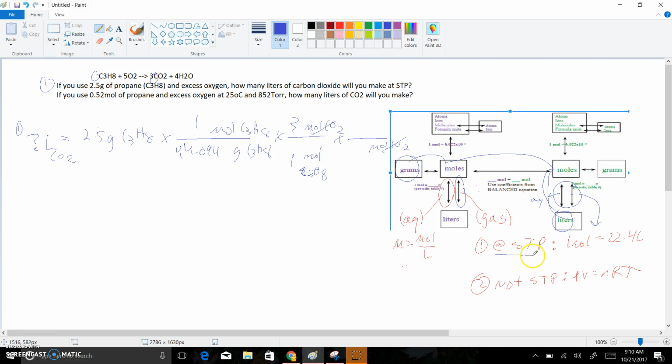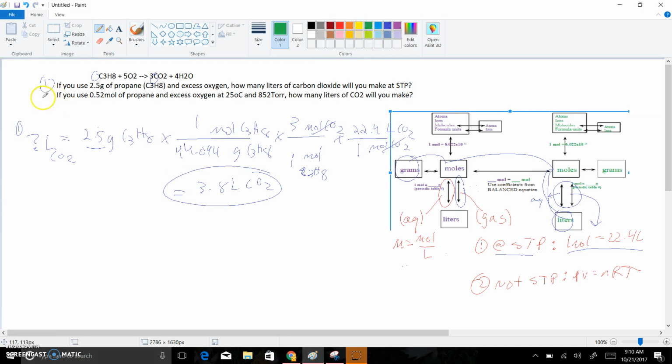Now I am at STP, and it's a gas. CO2 we know to be a gas, so I can use this conversion factor, where 1 mole equals 22.4 liters of CO2. So I just have to push things in my calculator. My calculator says 3.81, so looking at 2 sig figs, I need 3.8 liters of CO2. And that's my answer. I'm good.